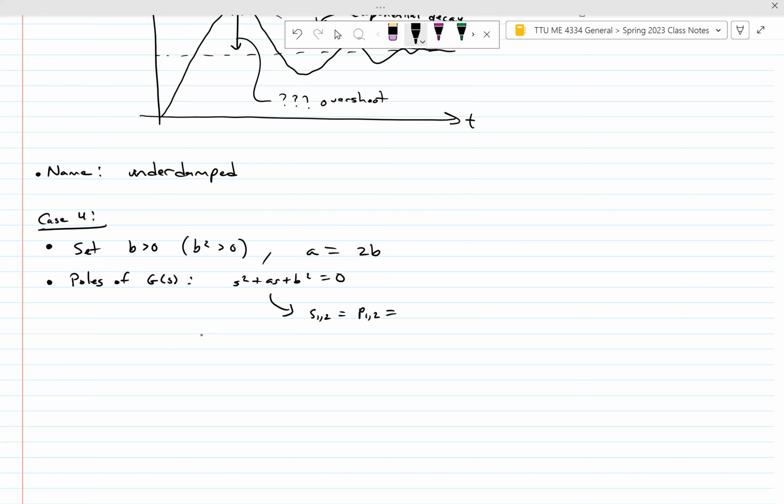Repeated root, and what is the value of it? Negative b and negative b, right? Because this is s squared plus 2bs plus b squared. You can actually factor this into two pieces, so that's (s plus b) squared equals 0. So our roots would be negative b and negative b here. So we get repeated real negative roots.